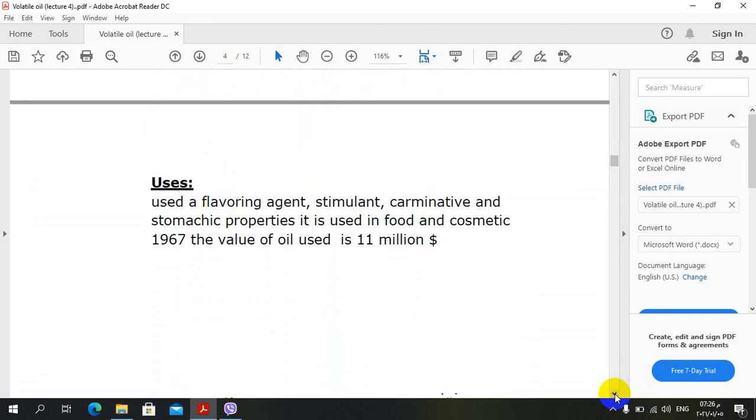Used as a flavoring agent, stimulant, carminative, stomachic properties. It is used in food and cosmetics. In 1967, the value of oil used is $11 million.